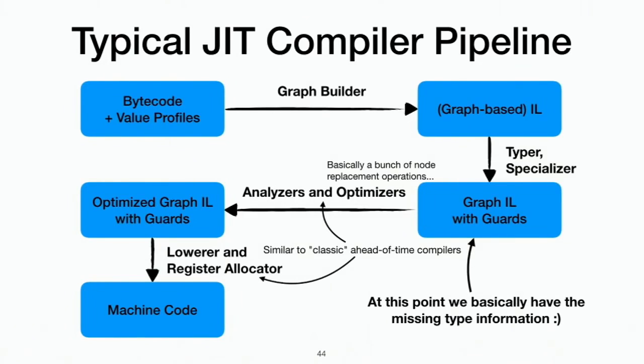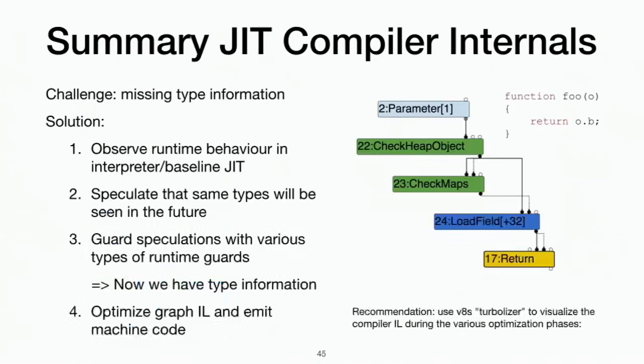And at this point, we basically have type information. Afterward, it looks like a classic compiler for, well, C++ or Java maybe. So they run a bunch of optimizers to produce better, faster code. They end up with this optimized intermediate language. Then they have to lower that to machine code. That's called lowering: selecting machine instructions, allocating registers, and so on. And then we end up with machine code.